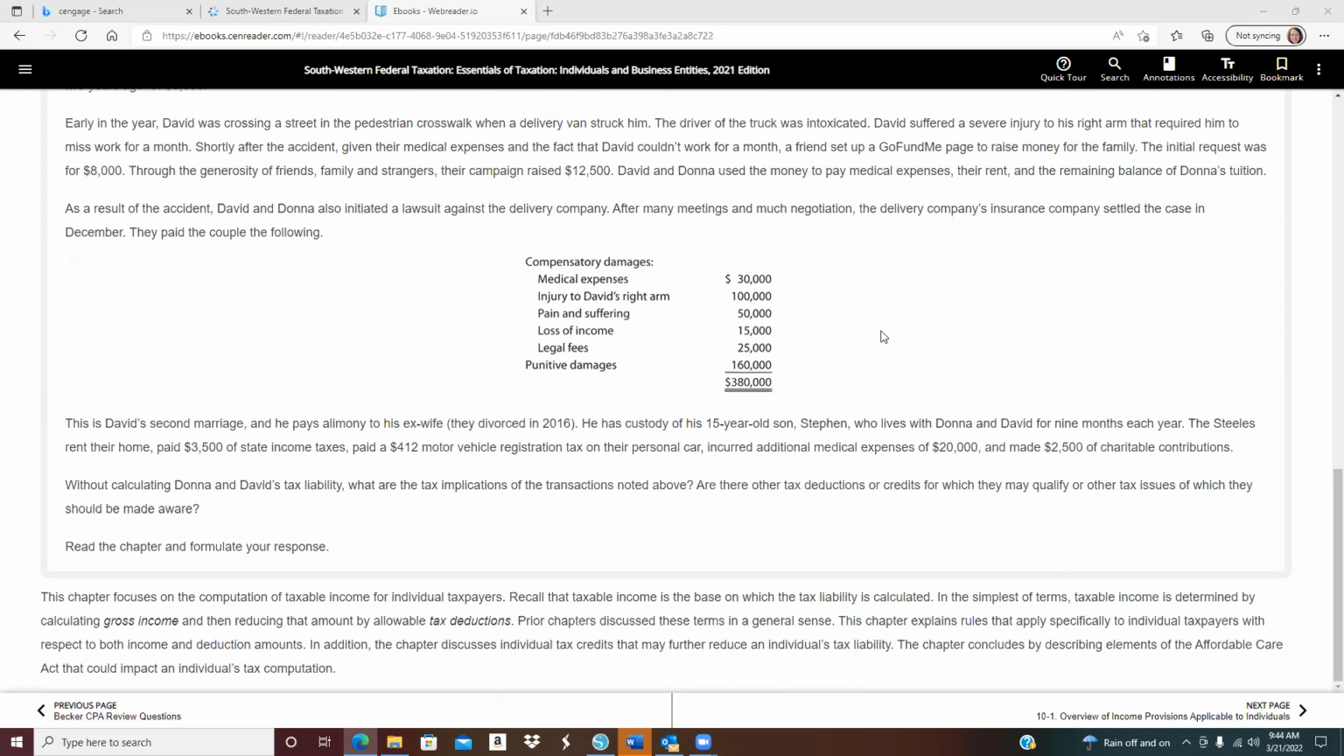And in the simplest terms, taxable income is determined by calculating gross income, then reducing the amount by allowable tax deductions. Prior chapters discuss these terms in a general sense, and this chapter explains the rules that apply specifically to individual taxpayers, with respect to both income and deduction amounts. This chapter also discusses individual tax credits that may further reduce the individual tax liability. So let's go ahead and get started.